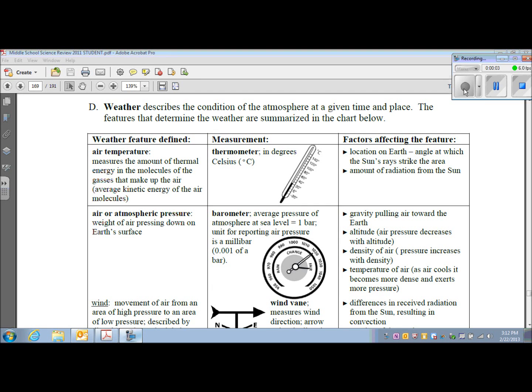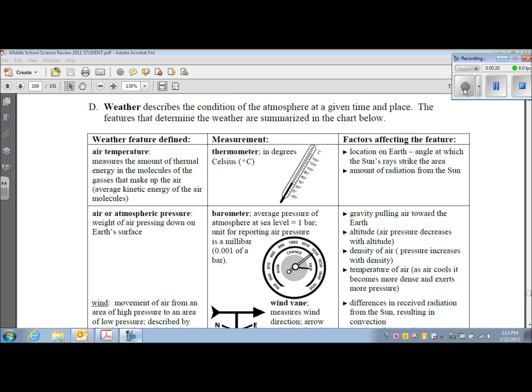Page 153, the properties of air and the structure and dynamics of the Earth's atmosphere, section D. Weather describes the condition of the atmosphere at a given time and place. The features that determine the weather are summarized in the chart below.